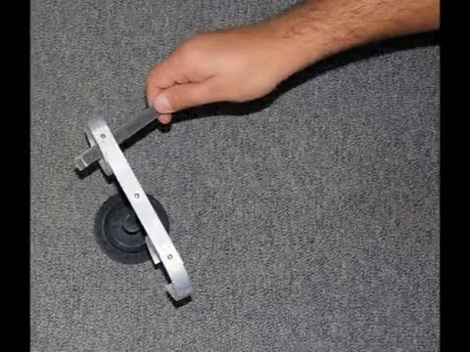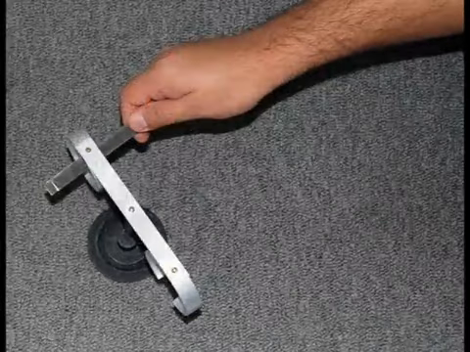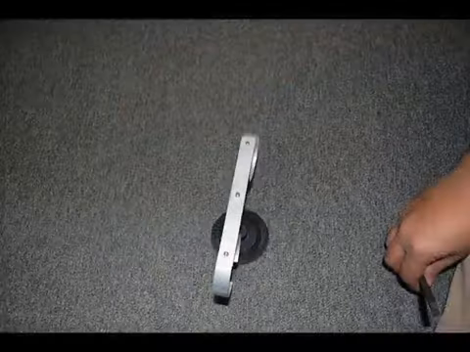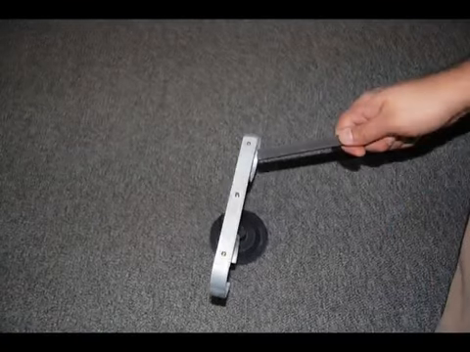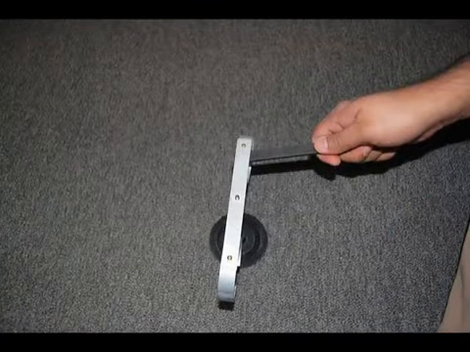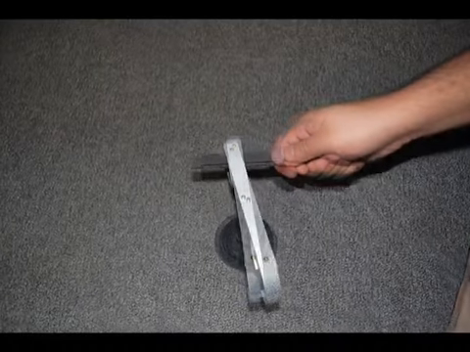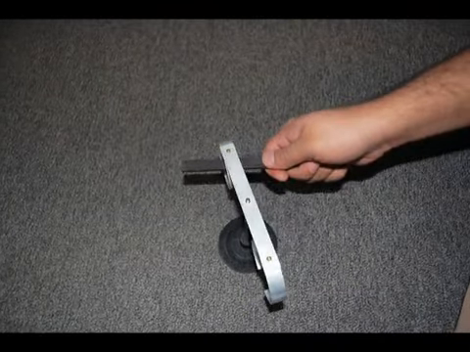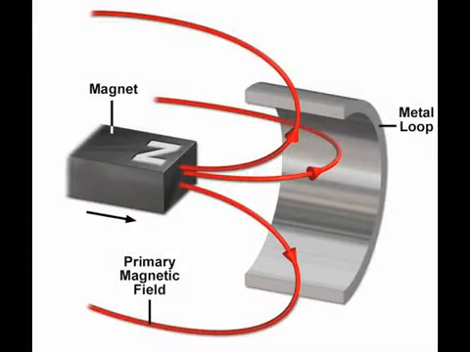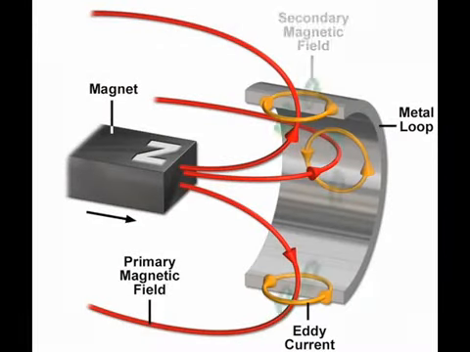As Carlos illustrates, the closed loop moves away from the approaching magnet. That's because the current being induced in the closed loop generates a magnetic field that's opposing the bar magnet's field. That secondary magnetic field circulating around the loop is repelled by the approaching magnetic field. If you could see all these forces at work, it would look like this.